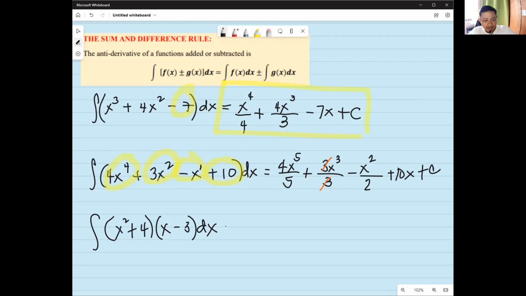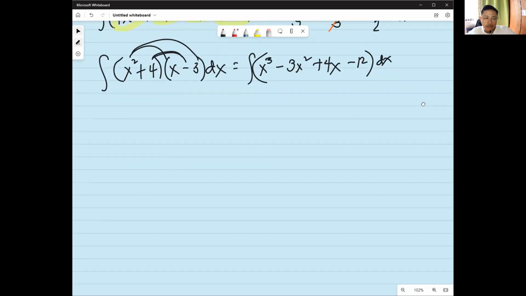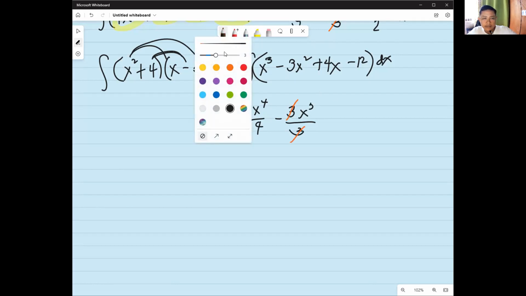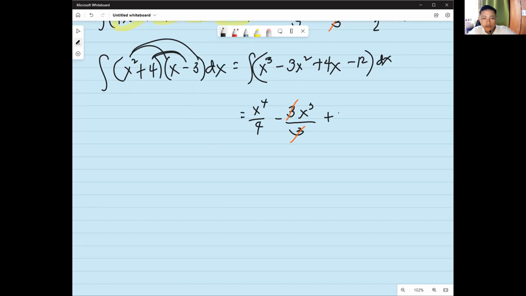Let's now do this. So let's do the FOIL method. The integral of x cubed minus 3x squared plus 4x minus 12. And of course, don't forget to write the dx. And now, we are down to the sum and difference rule. So this will become is equal to 3 plus 1, x raised to 4 over 4 minus 2 plus 1, 3x cubed over 3, automatic. Cancelled, 1 na lang. Next, plus 1 plus 1, 2.